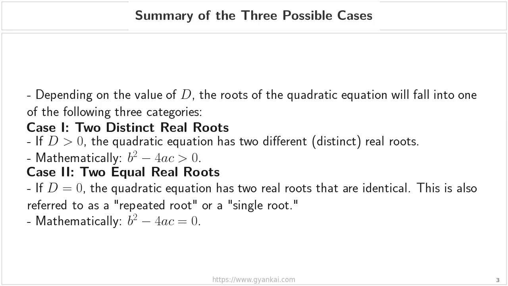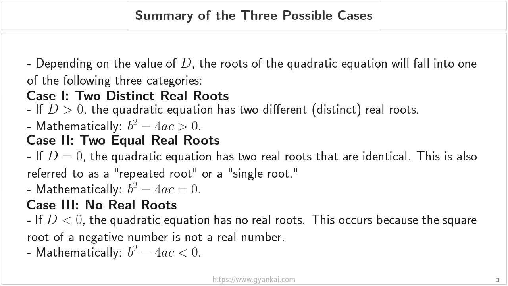This happens if the discriminant is exactly equal to 0. In this case, the two roots are identical, which is why we often refer to this as a repeated root or even a single root. Mathematically, we express this as b squared minus 4ac equals 0. Here, the vertex of your parabola just touches the x-axis at one single point.